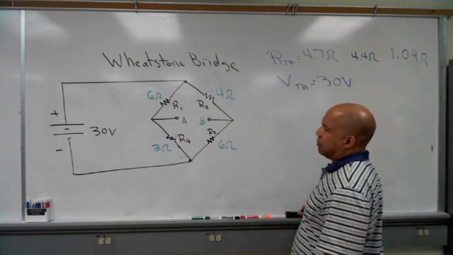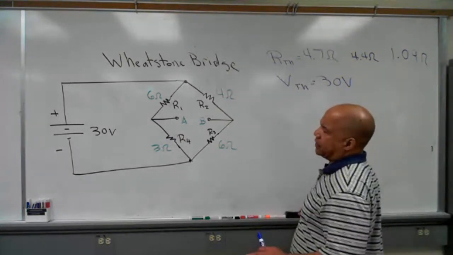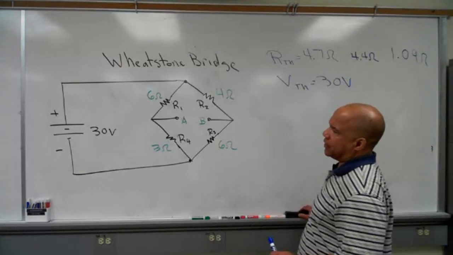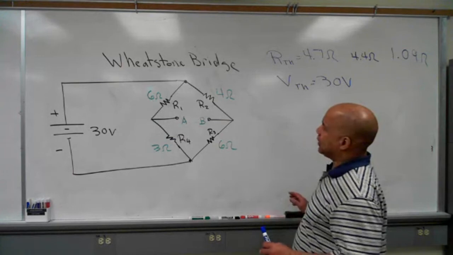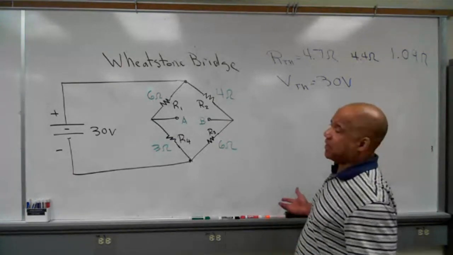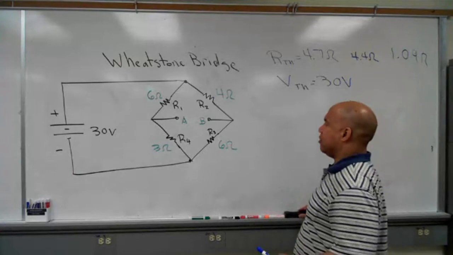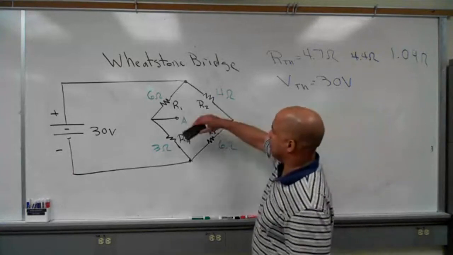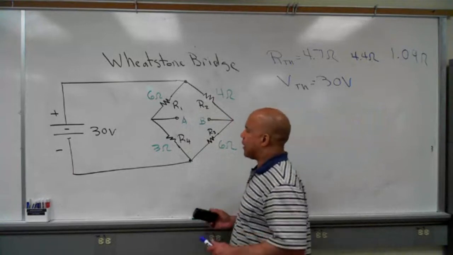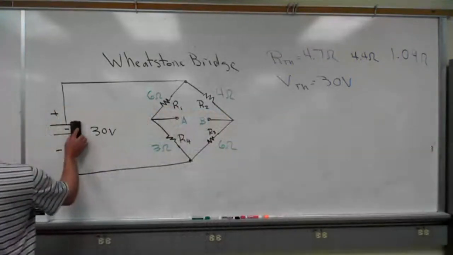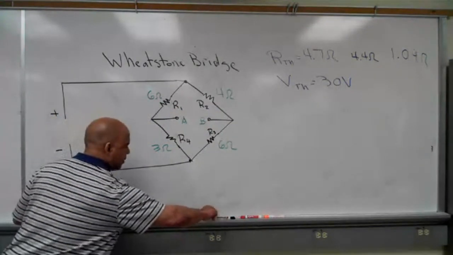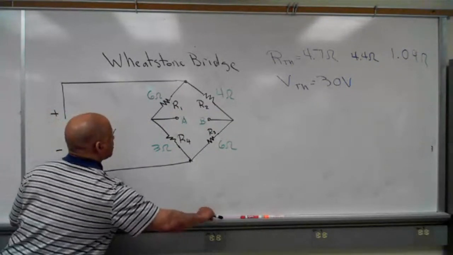Okay, so the best way to do this is to redraw the circuit so you can see clearly what's in parallel with what and what's in series with what, if something is in series. When I want to Thevenize, I remove the load and I mark the terminal, so I did that already. Then what I'm going to do is replace this with the short circuit. I have a voltage source, so I set a voltage source to zero. I replace it with the short circuit.